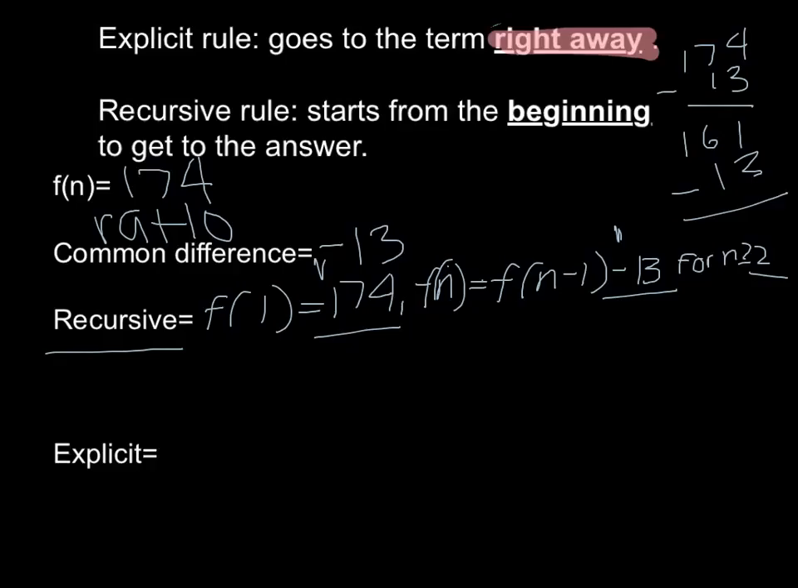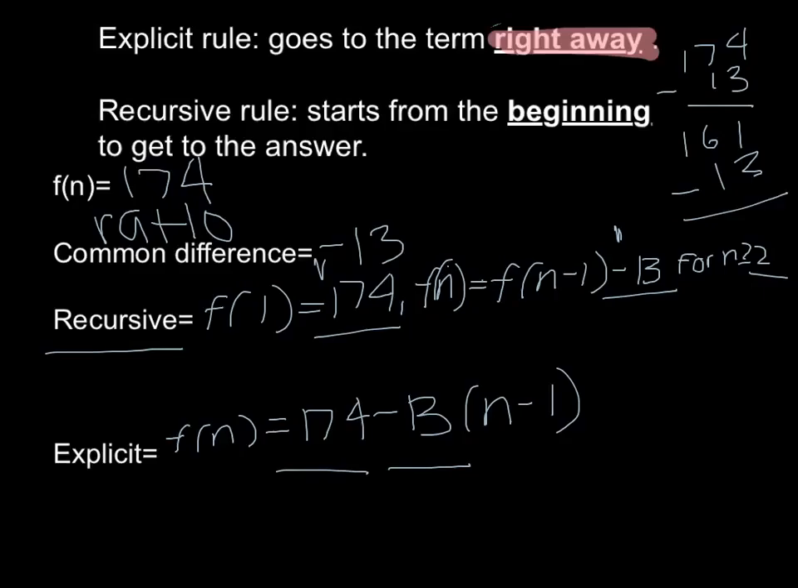So, to write the explicit rule, you would need f of n equals 174, the same first step as the recursive rule. Then you would subtract by the ratio to get your answer. That's what you would write for the explicit rule. So the first number, and then your ratio. That would be it in order to solve an explicit and recursive rule.